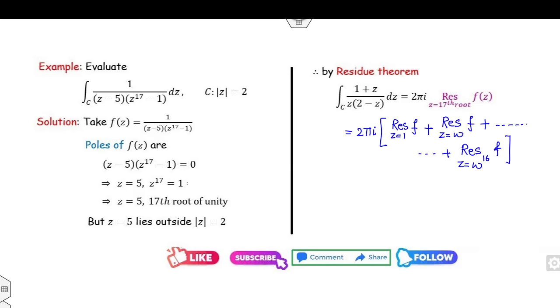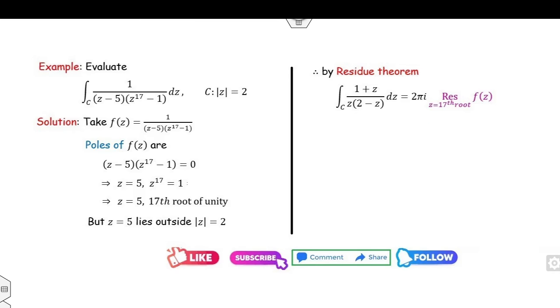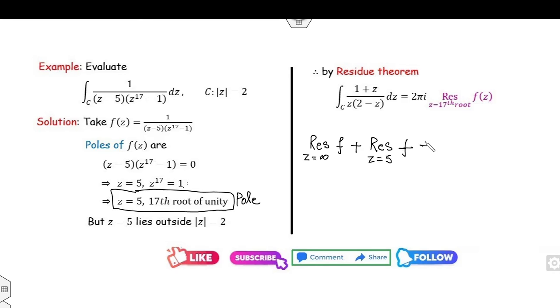So what is the simple way? Instead of finding all these residues, what is the simple way I can suggest to you? You can see what the poles are. These are my poles. Fine. Now we can use the concept of residue at the point infinity plus residue at the poles. Poles are z equal to 5 of f, plus residue at the point of the 17th root of unity of f(z). The sum of the pole residues is 0.